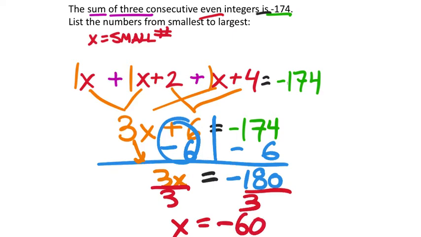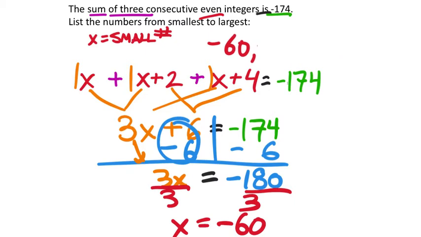Now, I did say earlier, you got to be careful with those negative numbers because students have a tendency to be like, well, negative 60, and then negative 62, and then negative 64. Okay, you just showed, if you do that, you've just shown 2 numbers that are smaller than your smallest number. In fact, if you were to check this, it wouldn't work, right? Because negative 60 plus negative 62 plus negative 64, that would be negative 186. The negative thing is what we got to be careful about.